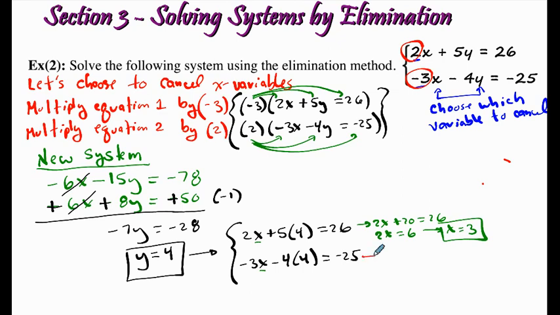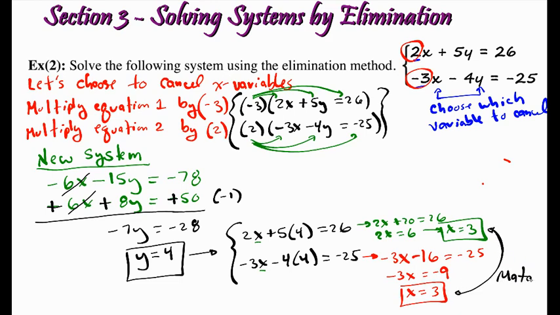If we take the bottom equation, it becomes -3x minus 16 equals -25. Add 16 to both sides, and we have -3x equals -9. Divide both sides by -3, and we have x equals 3. We see that we have a match. And we can now say our solution is 3, 4.